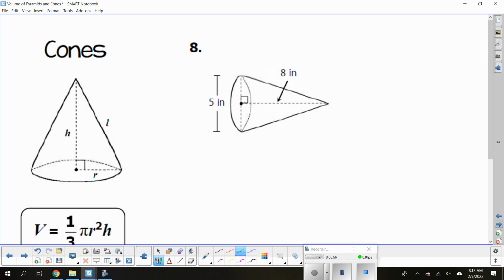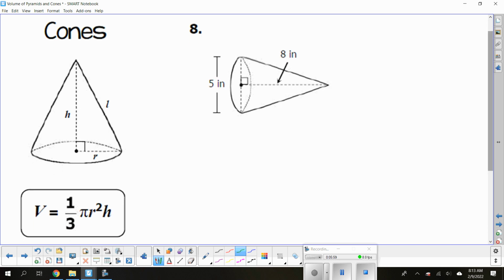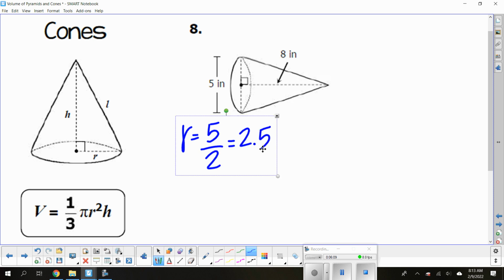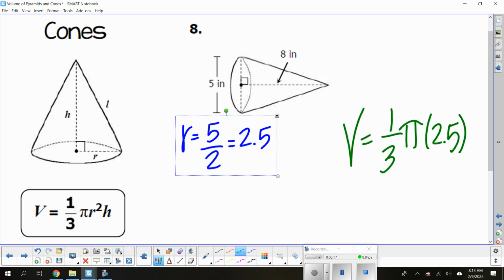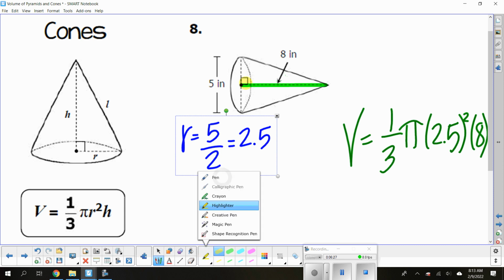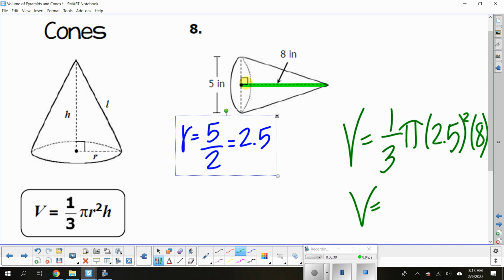So let's look at number B. On number B, I want to find the volume of this. And again, I need my radius. I don't have it right now. So your radius is equal to half your diameter. So in this case, my radius is 2.5. So I'm going to do volume is 1/3 pi 2.5 squared, and that height is 8. Again, because of it dropping perpendicular to the base, specifically the center. So my volume there is going to be equal to 136 inches cubed.